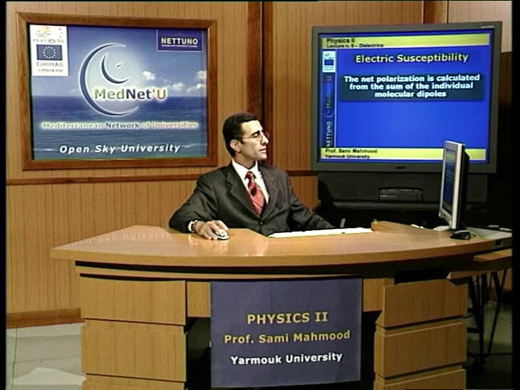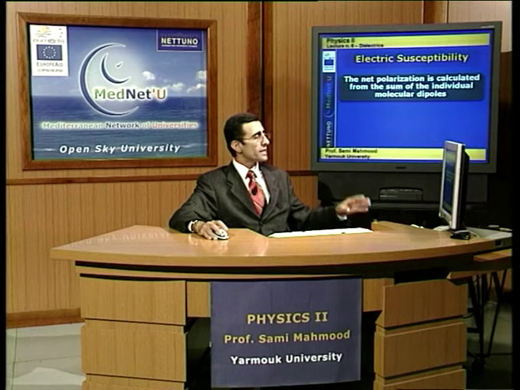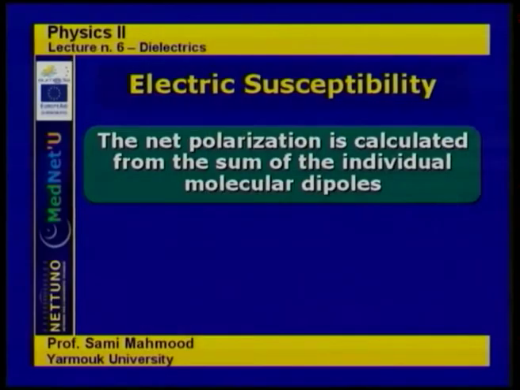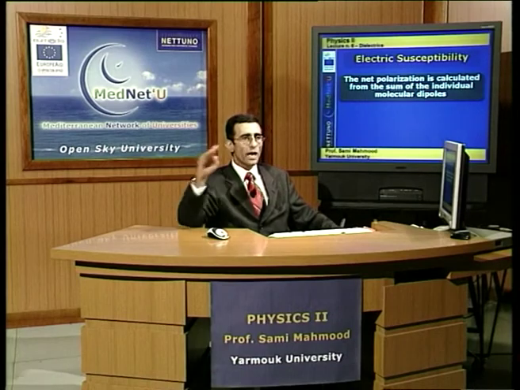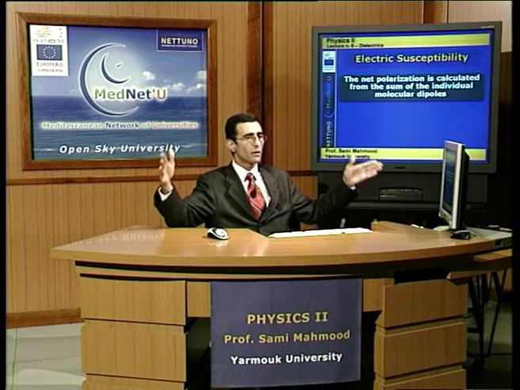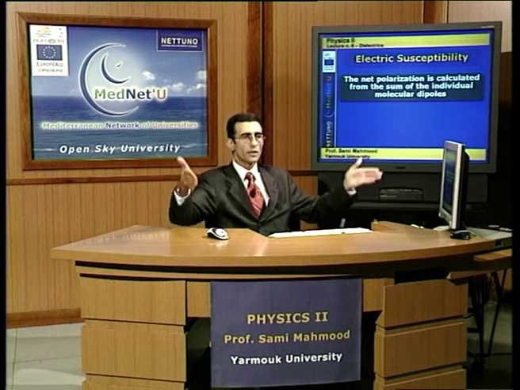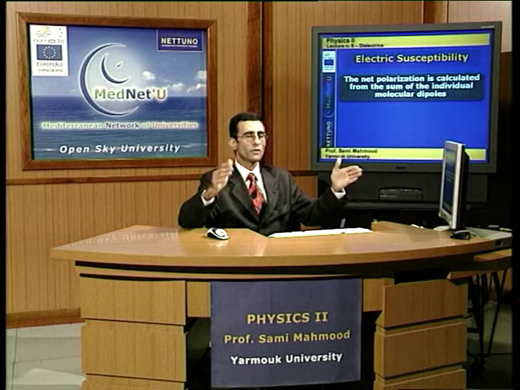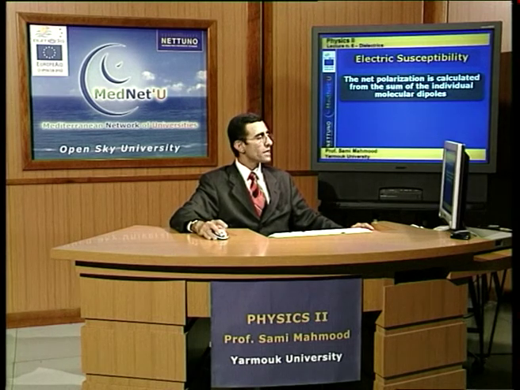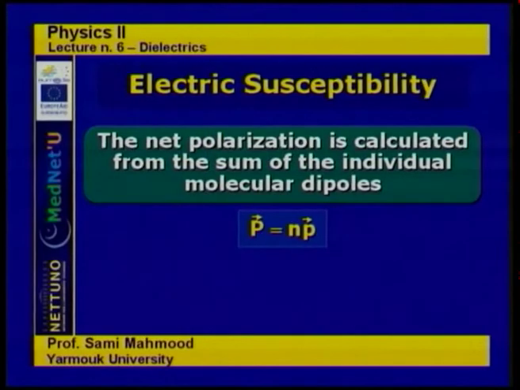We mention here that the net polarization is calculated from the sum of the individual molecular dipoles. So if we look at the material as consisting of individual molecular dipoles, and we consider the moment of each dipole, and we add up all of these moments, we will get the total moment. After that, we divide by the volume of the material, and we get the total polarization.